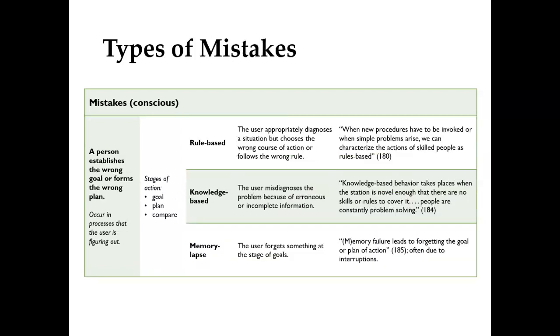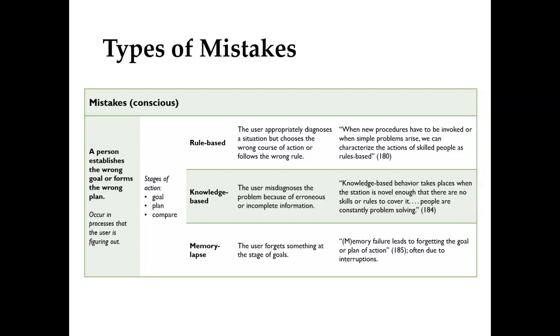Then we have mistakes. Mistakes are conscious. Remember, the difference here is that slips are unconscious and mistakes are conscious. So mistakes happen when people think about what they are doing instead of working on autopilot. So in mistakes, a person establishes the wrong goal or forms the wrong plan. There are three different sorts of these. There are rule-based, knowledge-based, and memory lapse-based.